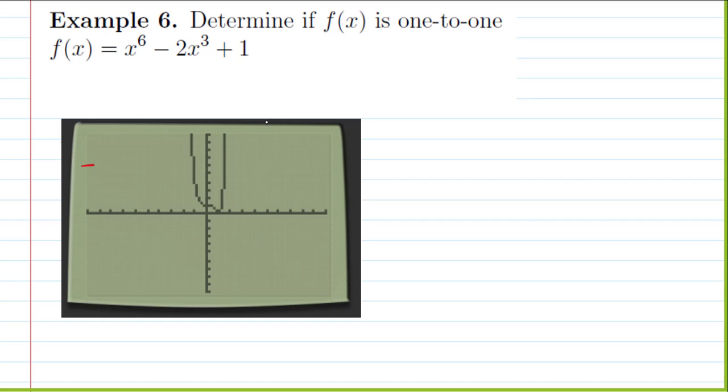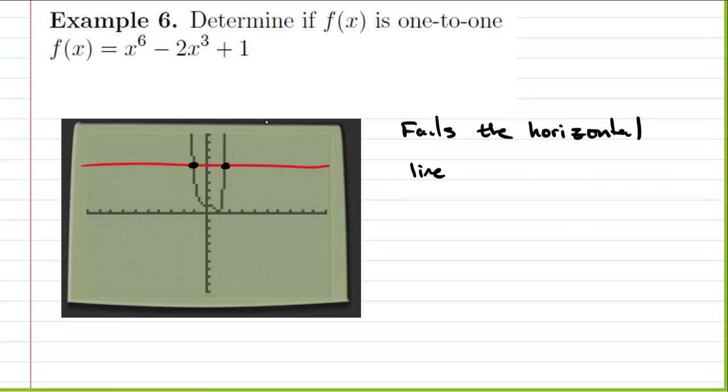So if I were to draw a horizontal line, I would get 2 intersection points. So this fails the horizontal line test. So f of x is not one-to-one.